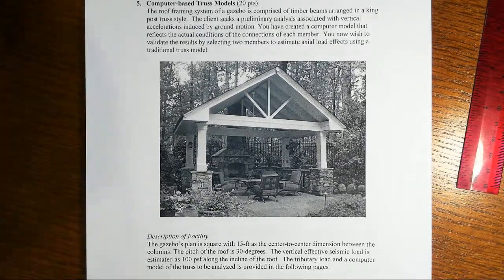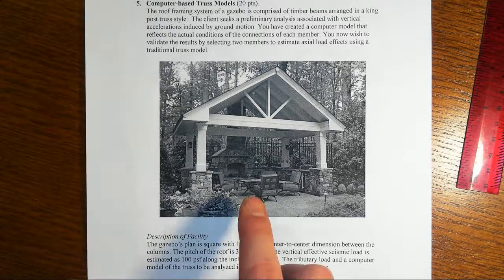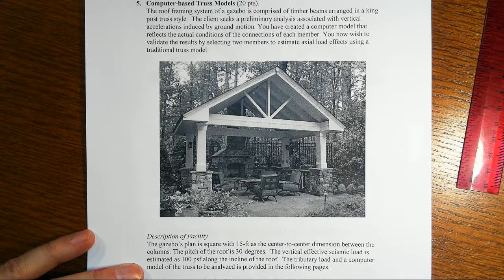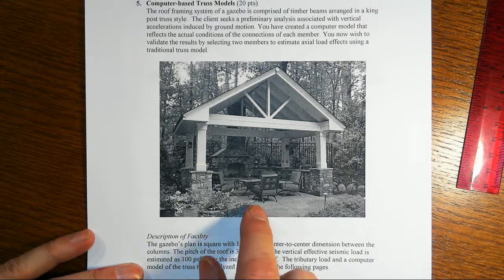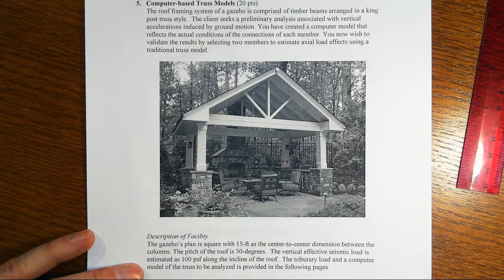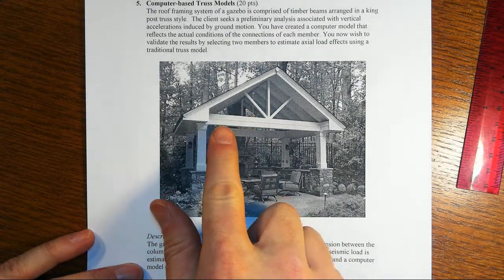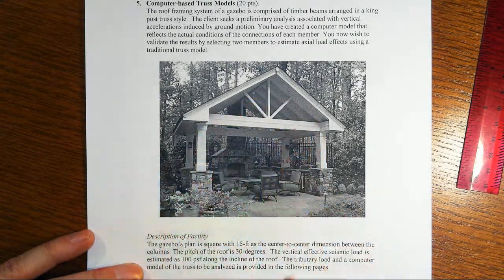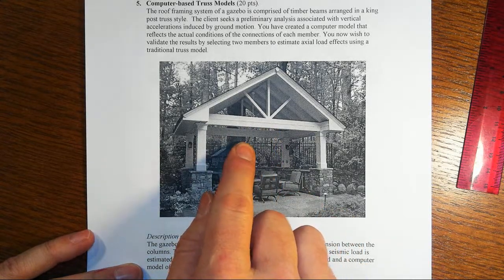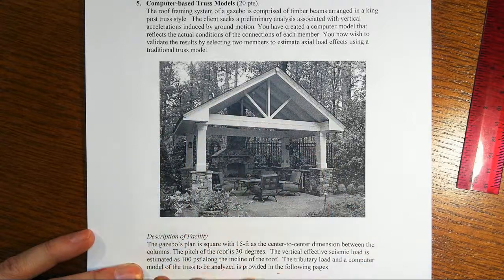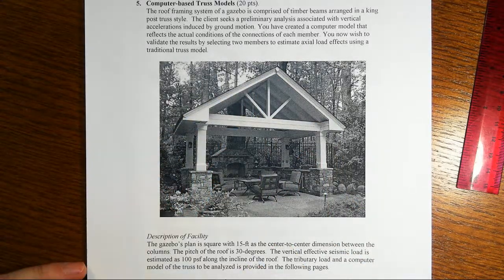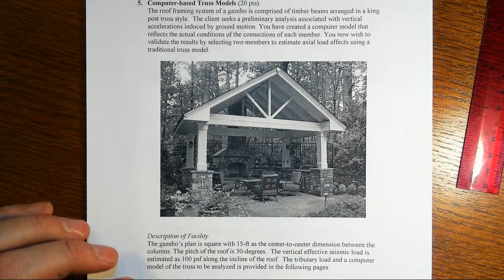Okay, in this item, what we've got is a gazebo, a really nice gazebo in someone's backyard, and the concern here is the seismic loading effect from a vertical standpoint, vertical accelerations. This is what's called a king post style arrangement for the truss. We have a truss on the front side and the back side in this gable arrangement. So we have a tributary load that comes into this particular roof plan.